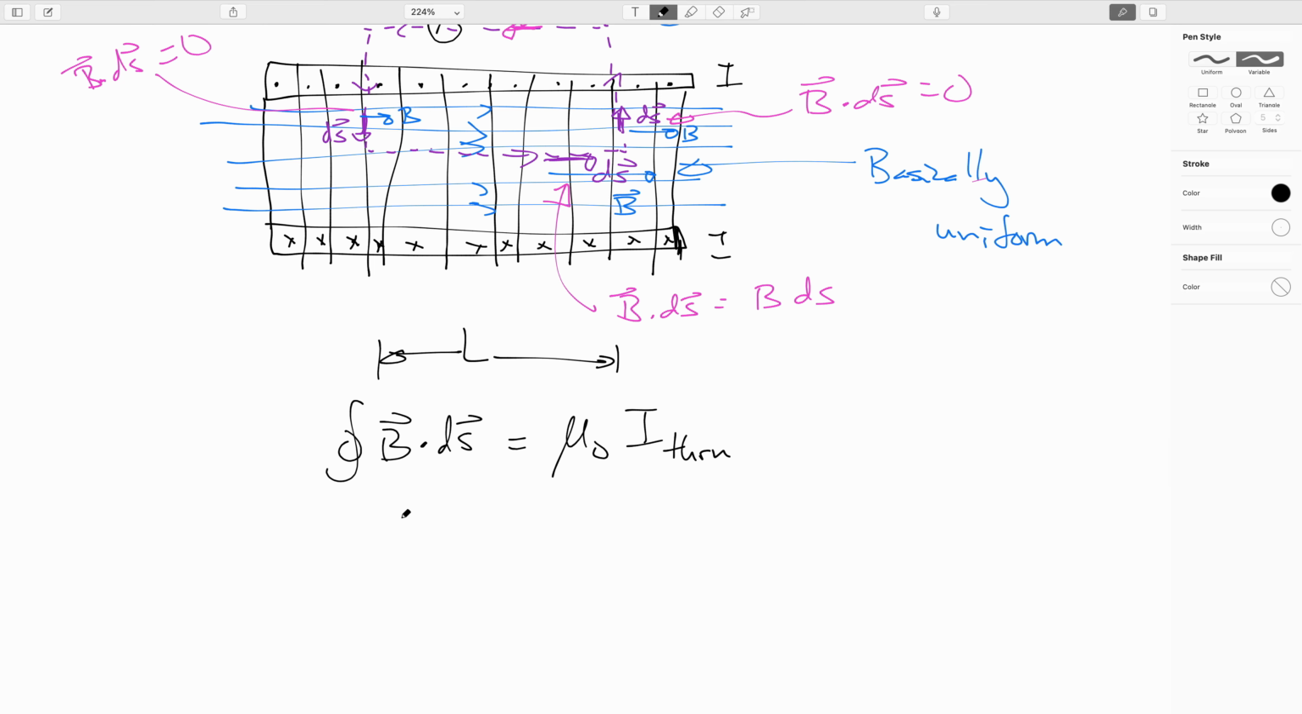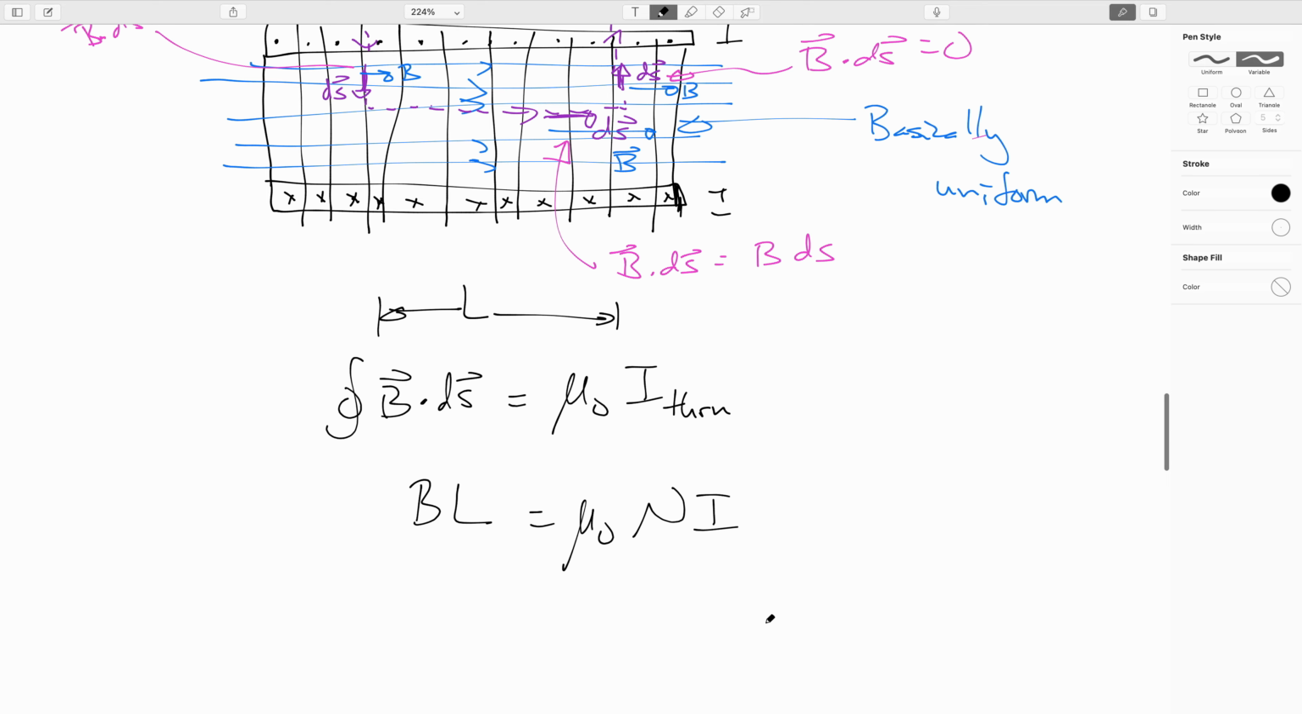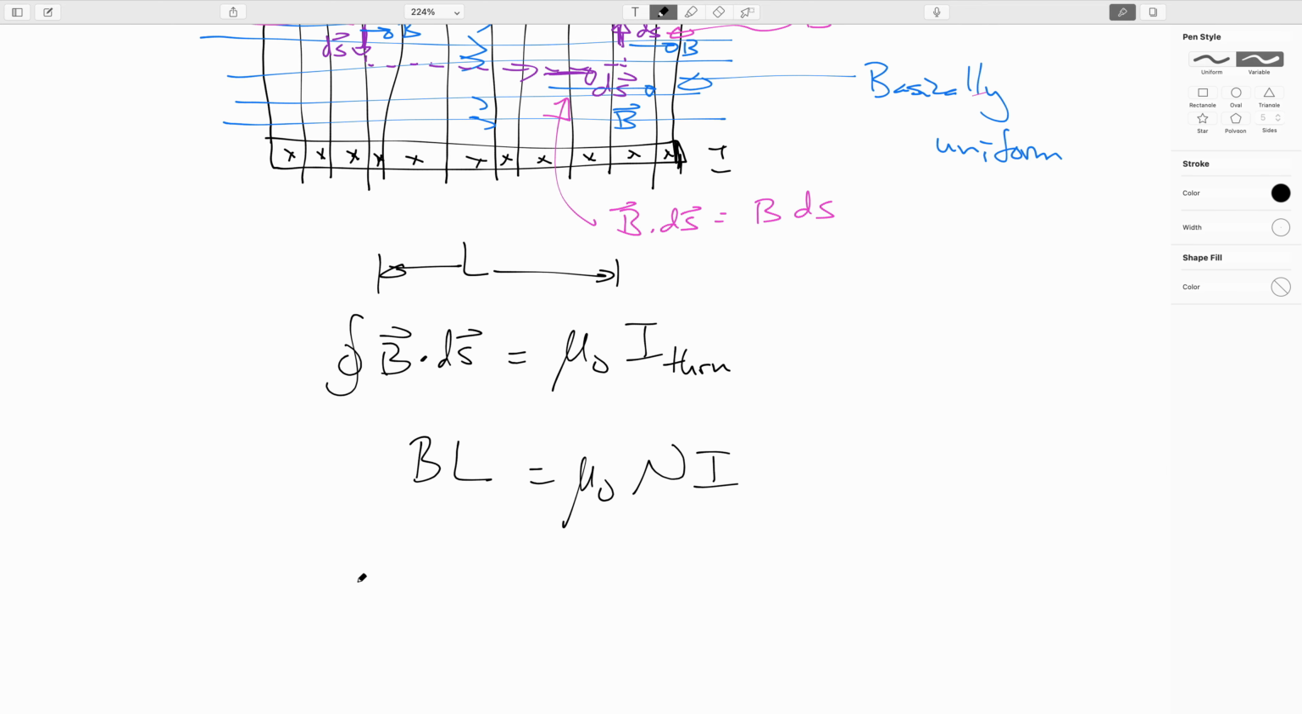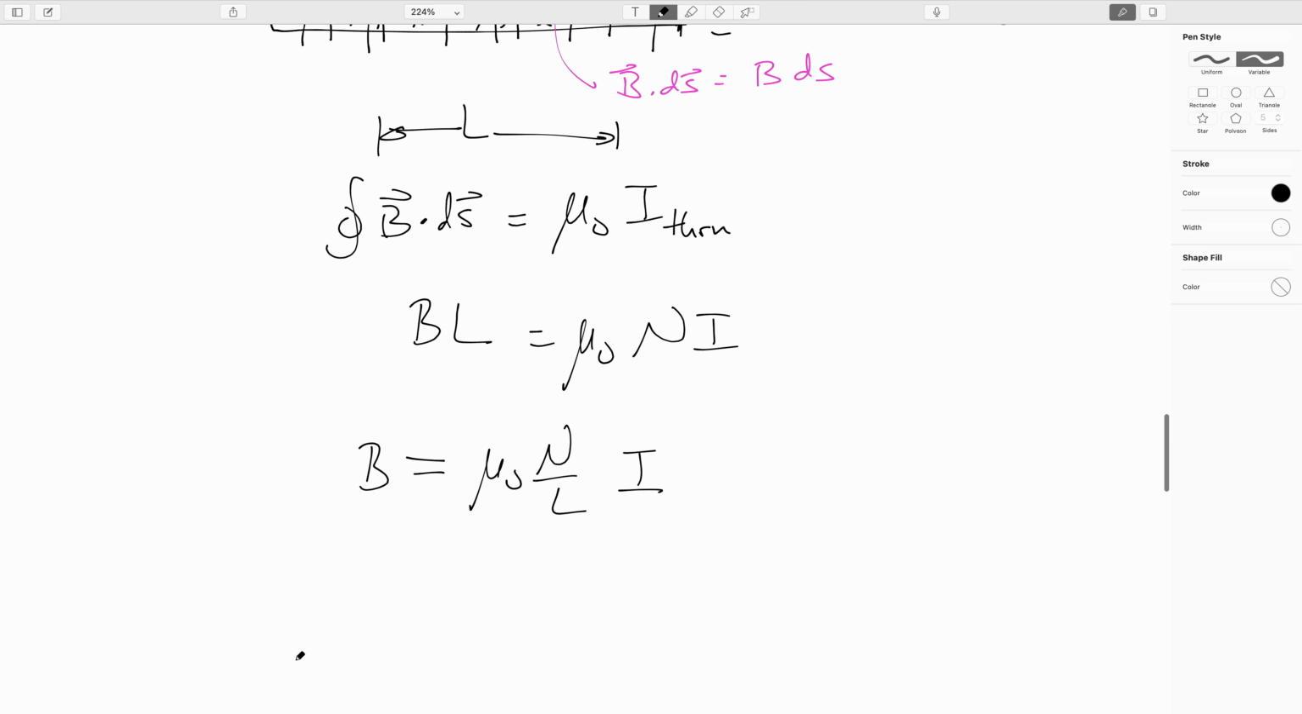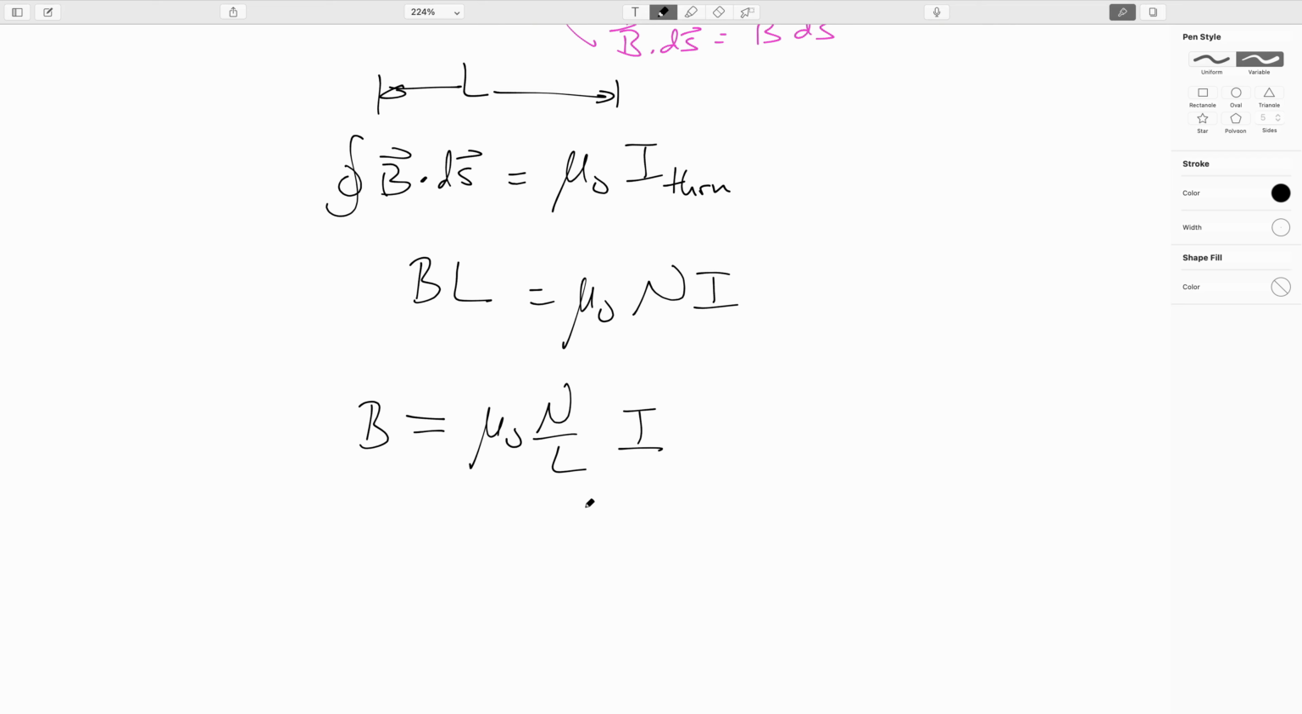So this is going to just be B times ds in this bit here. B is a constant, so the integral of ds is just L. So this is BL. And then here, mu naught I through, well, we have N turns of wire in length L times the current. Each one of them contributes. So we can divide through by L and get that B is equal to mu naught N over L times I. Now, since we're approximating this as a basically infinite solenoid, usually what you do is you focus on the turns per unit length, and you rewrite this as mu naught lowercase n I.